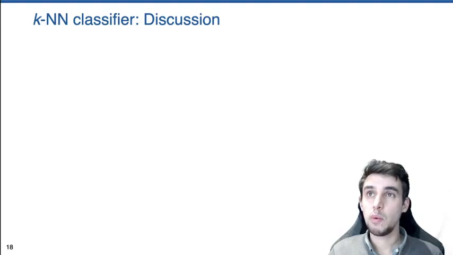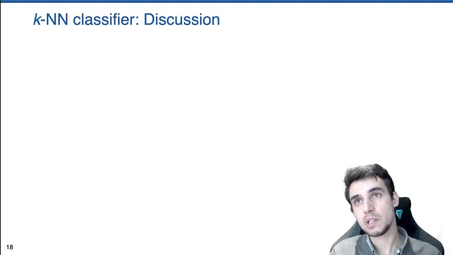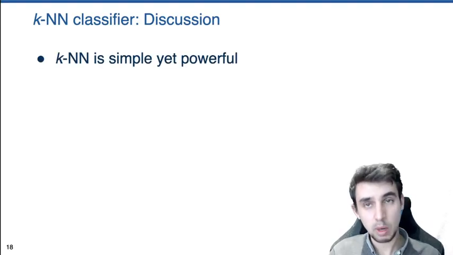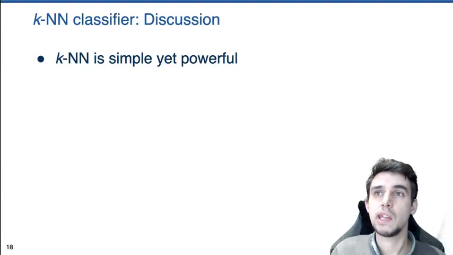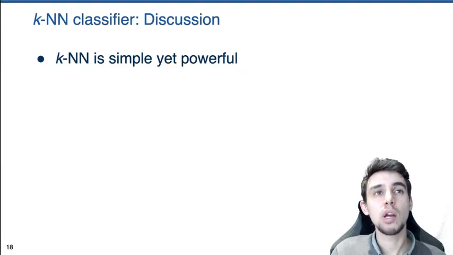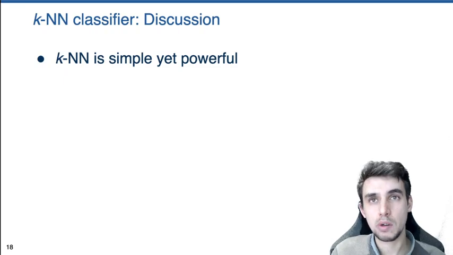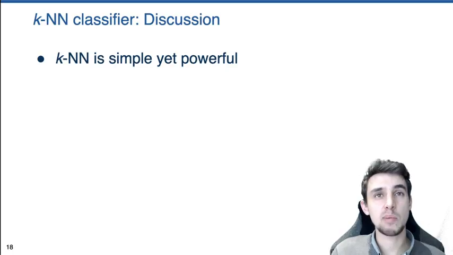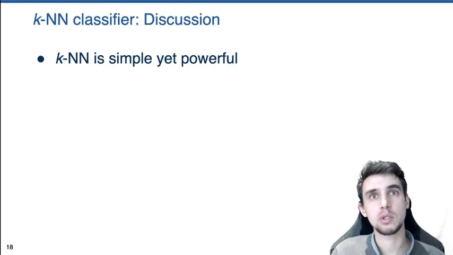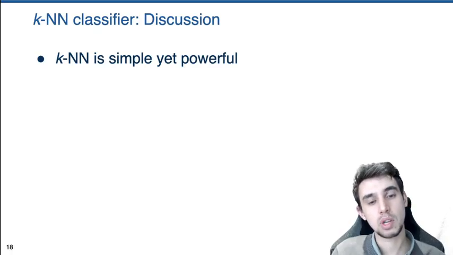So that's everything we had to cover for the k-nearest neighbor classifier. A couple of points just for the discussion. In the k-nearest neighbor algorithm, one of its strengths is that it's a very simple algorithm. It takes a couple of lines of code to implement, and yet it's a very powerful algorithm. It's actually quite difficult to beat this algorithm, even with very powerful machine learning techniques like deep neural networks.